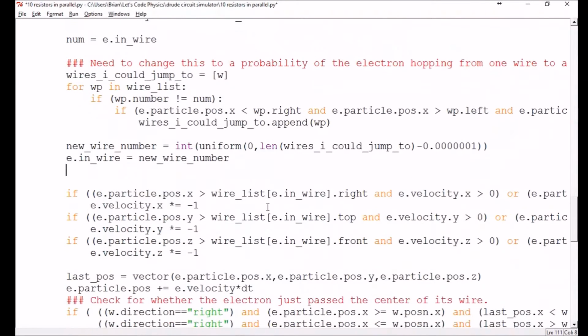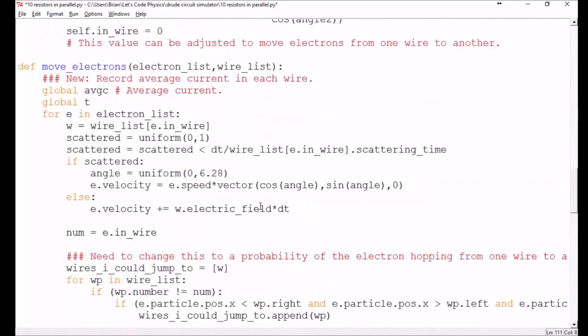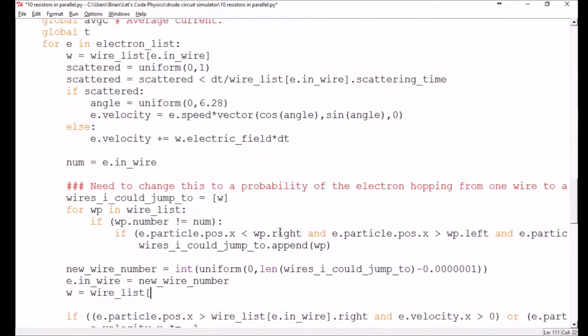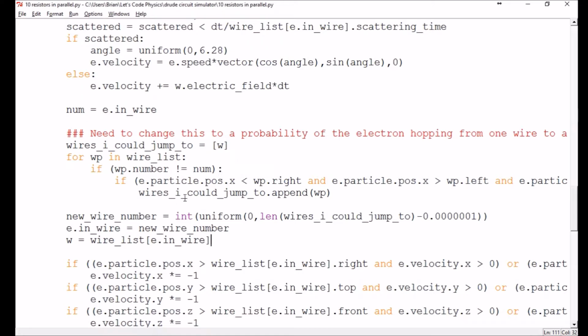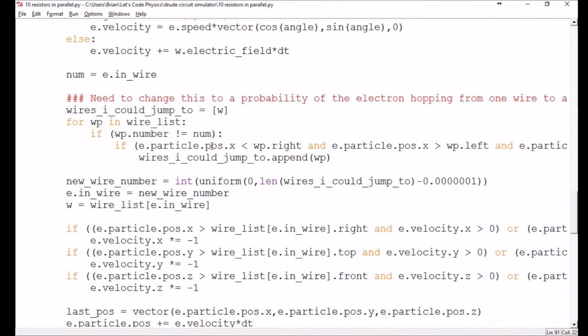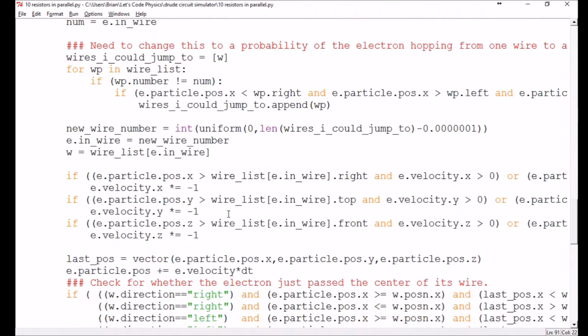So now I need to change, do I need to change the W value? I think I probably do, just in case I reference it below. So W is going to equal wire list, that is how you write it, right? Wire underscore list of electron.in underscore wire. Cool. So what we're doing is selecting a random wire from all the wires that the electron could be in, and then assigning the electron to that wire, because this e.inWire is the label, the index of that wire in wire list. Awesome, I think that will tidy that up.